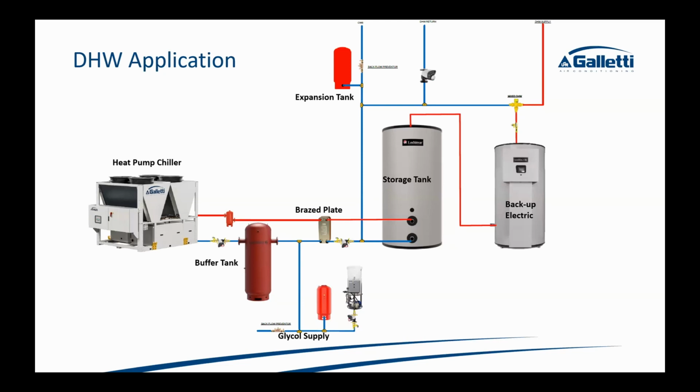So factoring those in, all this is showing is that if we were to have a unit circulate to and from a storage tank, it would then feed an electric backup, and I like to call that a peak shaver. If you satisfy the base load with your storage tank, and the water is coming out and it's not up to set point, that backup or electric peak shaver might kick on.